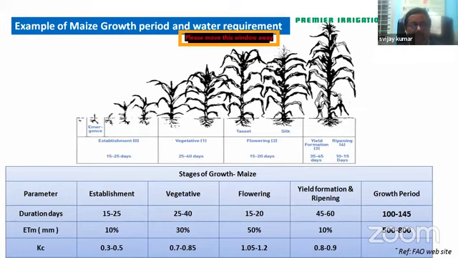About 30% will be in the vegetative phase, and the flowering stage will require the highest, which is around 50% of the water required. And during the yield formation and ripening, gradually we will taper down only to 10% of the water need. And along with this, you will have to consider one more point called KC, that is the crop factor. And when the crops are young, you will have a lower crop factor. And as the crop peaks up, the crop factor can even go beyond 1, and then it will slowly fall down. It basically depends on the green cover of the crop.